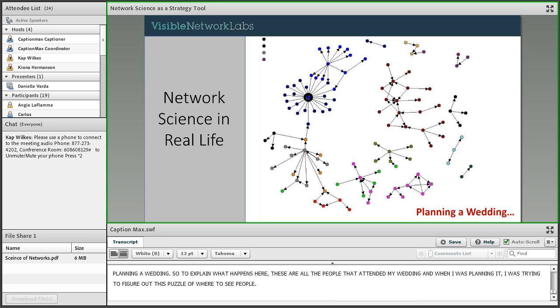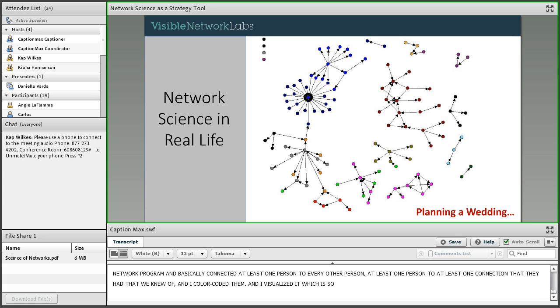So just to explain what's happening here, these are all the people that attended my wedding. And when I was planning it, I was trying to figure out this puzzle of where to seat people. So I ended up saying to my husband, this is confusing. We don't know if we should put people who know each other together. We don't know if we should go with the other theory that if we mix up people, everyone will get to meet each other and our friends will just love each other.